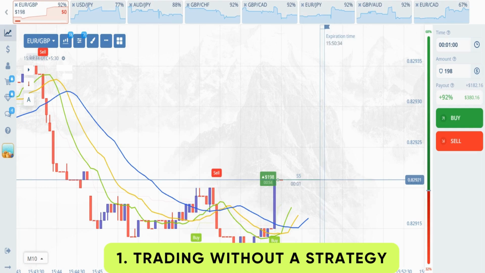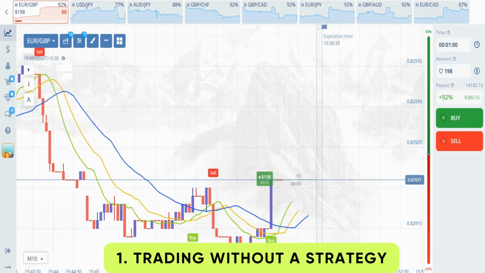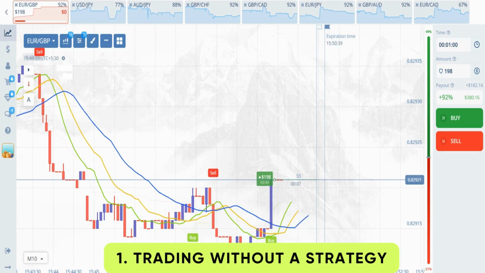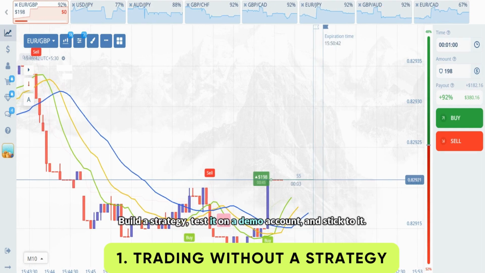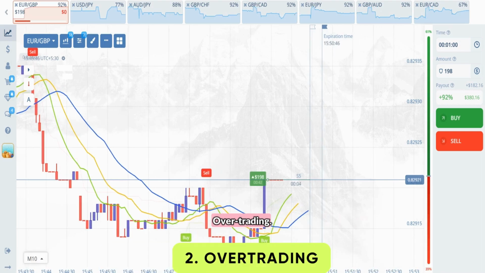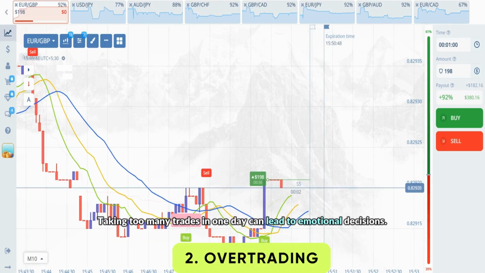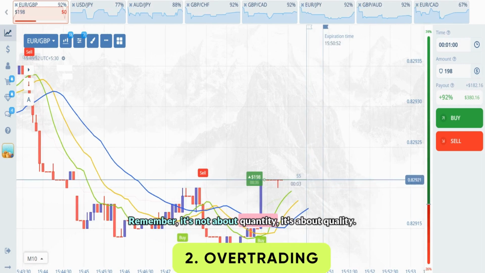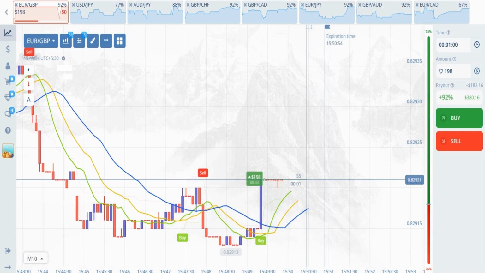Mistake number 1: trading without a strategy. If you're guessing instead of planning, you're gambling, not trading. Build a strategy, test it on a demo account, and stick to it. Second mistake: overtrading. Taking too many trades in one day can lead to emotional decisions. Remember, it's not about quantity, it's about quality.